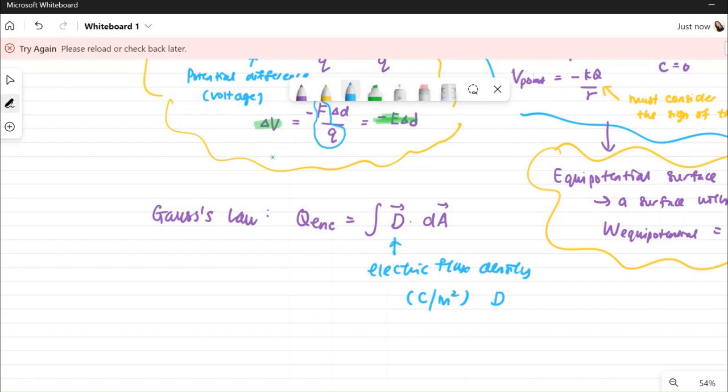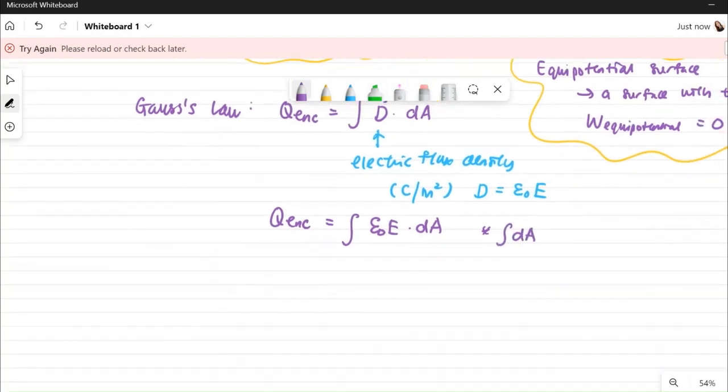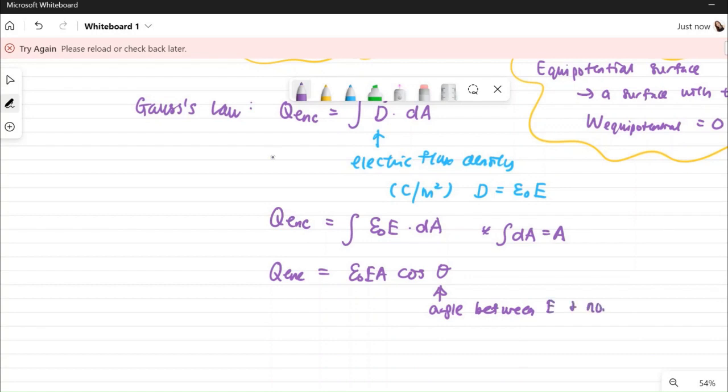We have just learned what the electric field is, where D is equal to epsilon naught E, right? And therefore, the total charge enclosed, according to Gauss law, is equal to the integral of epsilon naught E dot dA, right? A stands for the surface area. So when you integrate dA, you will get A. And therefore, the integral of epsilon naught E dot dA is equal to epsilon naught E A cos theta, where theta is the angle between E and the normal of A. Okay, so this is Gauss law.